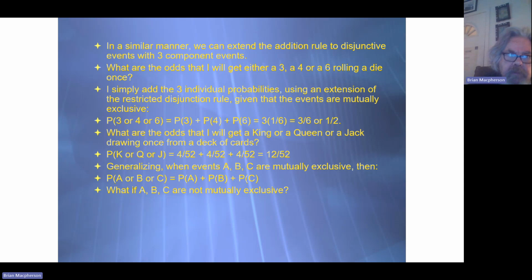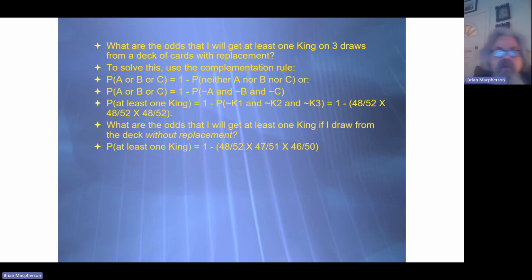Here's where things get more complicated. What if A, B, and C are not mutually exclusive? Then it gets more complicated. I'm going to tell you right now, I didn't put it on the slide, but if you want to calculate the probability of getting at least one king on 3 draws from a deck of cards when you don't replace, it gets really complicated. And so I don't see any point in putting the formula on the slide. The formula itself would take up half the slide. So instead, when we have 3 events that are not mutually exclusive, instead of using addition, we use the complementation rule. That's your best bet.